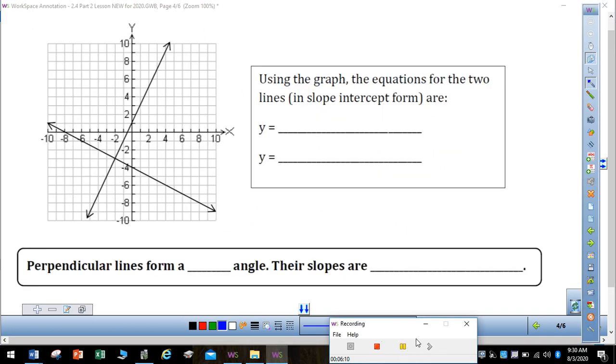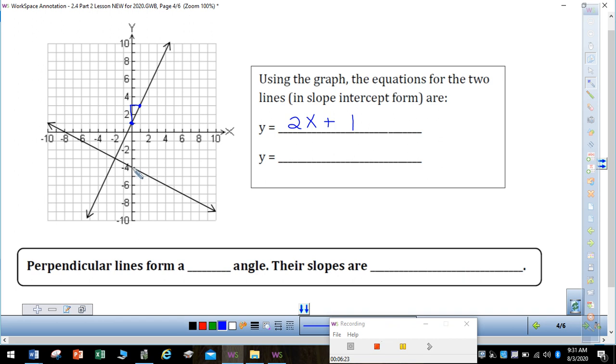Now it's time to take a look at a new graph. We have two lines here. We're going to write the equations for each line in slope-intercept form. So let's start with this line here. Notice that this has a y-intercept of 1. And the next point here, if we go up 2 spaces over 1, it looks like we have a slope of +2. So we have y equals 2x plus 1 for the first line.